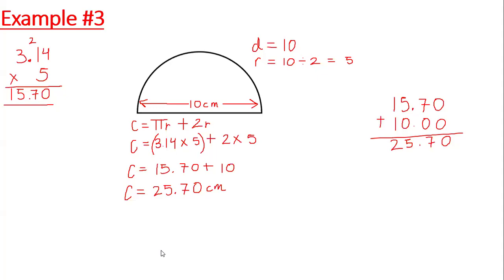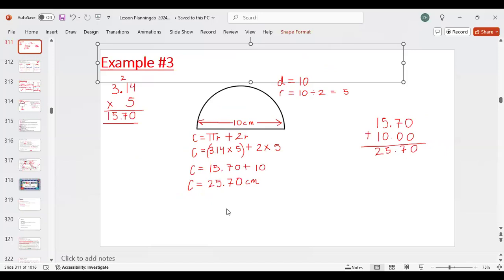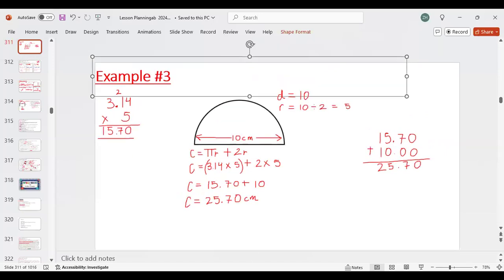So let's go ahead and do a test on this. What's the passing score for my test? 80%. 80% and above. Yes, go ahead.